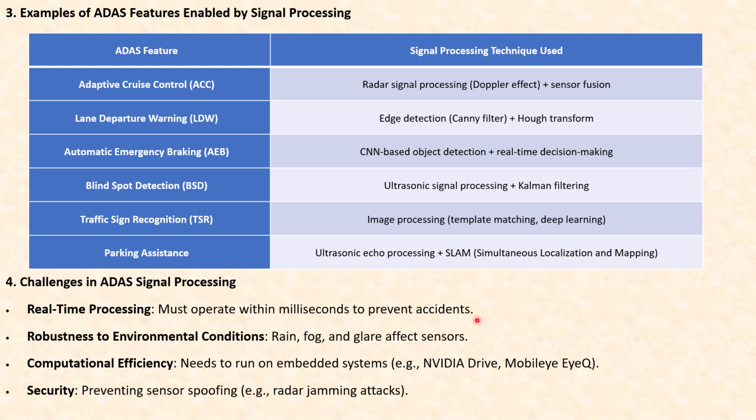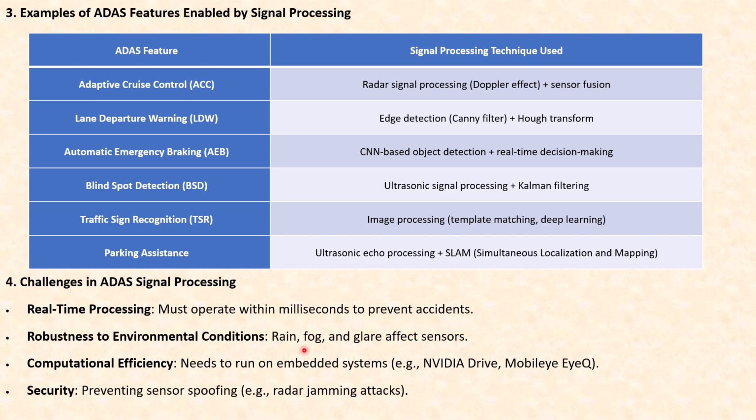Now, as I said many times, in future milliseconds may become microseconds, or microseconds may become nanoseconds, but definitely as of now real time processing is in the range of milliseconds. And when it comes to robustness to environmental conditions, even today despite technological advancement, there are some sensors which are very sensitive to the environment. Rain, fog and glare affect sensors.